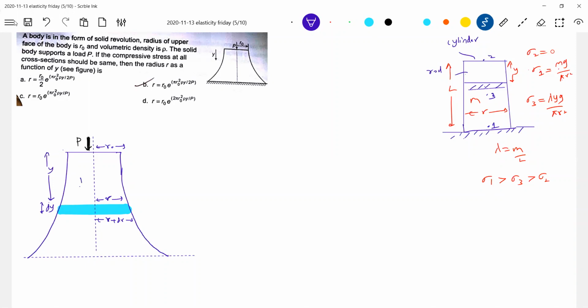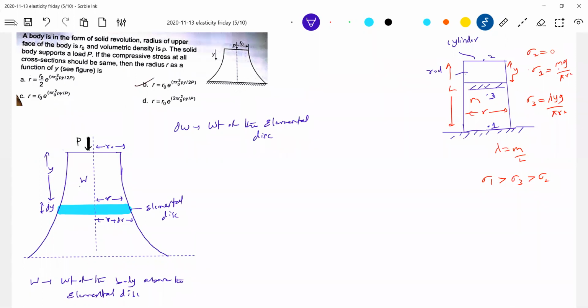So let W be the weight of the body. Let's assume a few things. W is the weight of the body above the elemental disk. Where is the elemental disk? This elemental disk. So there's no way but to get into mathematics. We have to think mathematically here. The concept we already know. And let dW be the weight of the elemental disk.